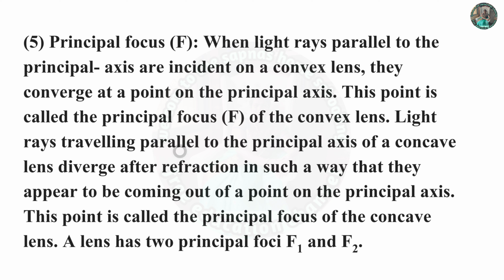Light rays traveling parallel to the principal axis of a concave lens diverge after refraction in such a way that they appear to be coming out of a point on the principal axis. This point is called the principal focus of the concave lens. A lens has two principal foci, F1 and F2.